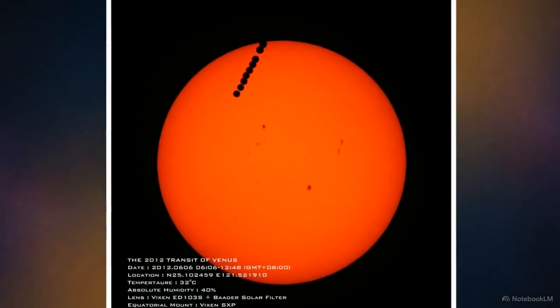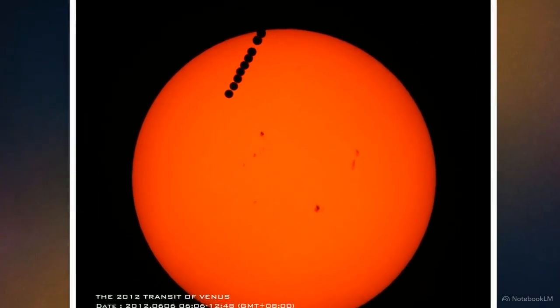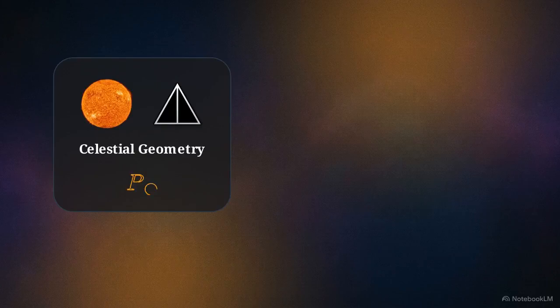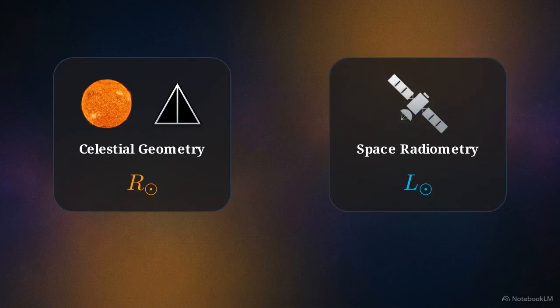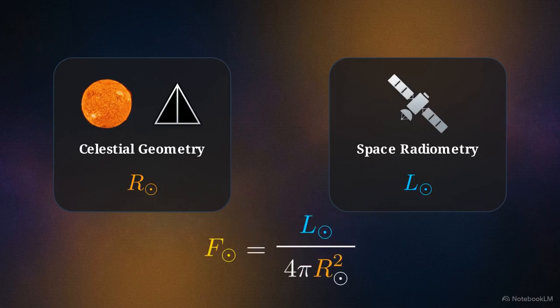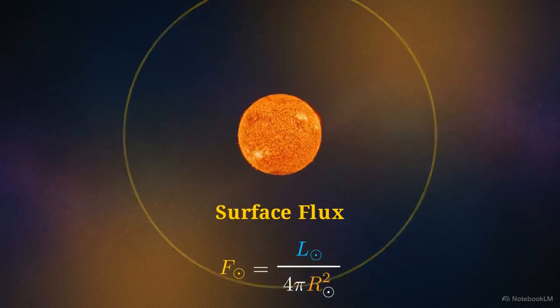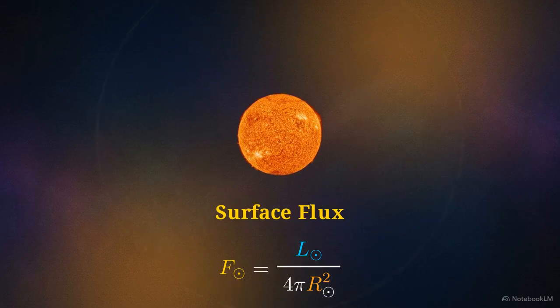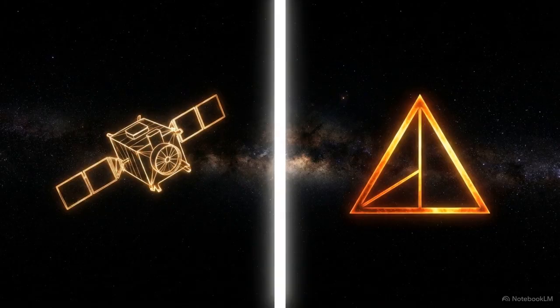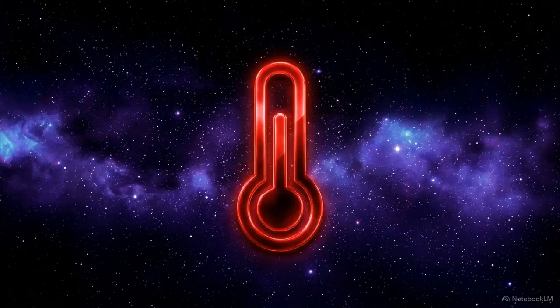Second, the radius. By tracking planetary transits across the solar disk, we measure the sun's exact angular diameter. It is pure trigonometry and celestial geometry. Combined, the satellite radiometry and the orbital geometry give us the exact physical surface flux of the sun. Two vectors, perfectly isolated from theoretical physics. That leaves the final and most difficult variable, temperature.